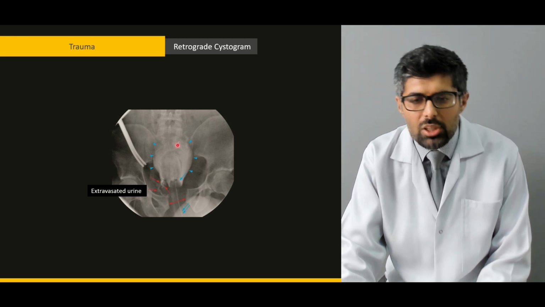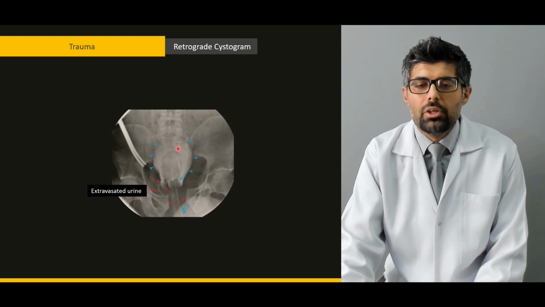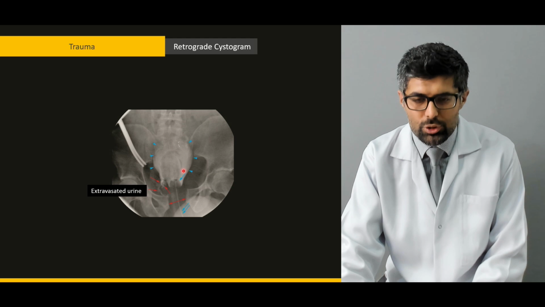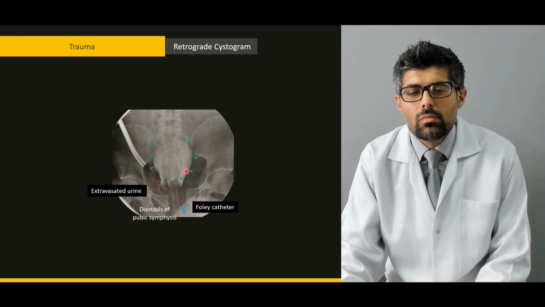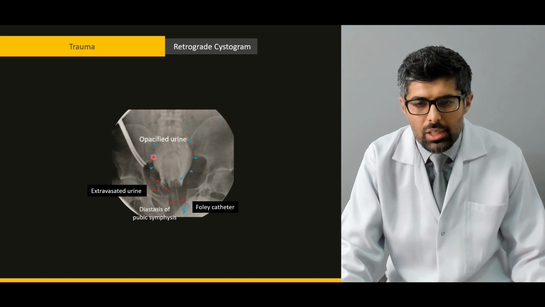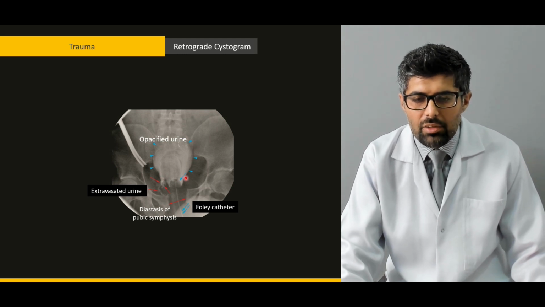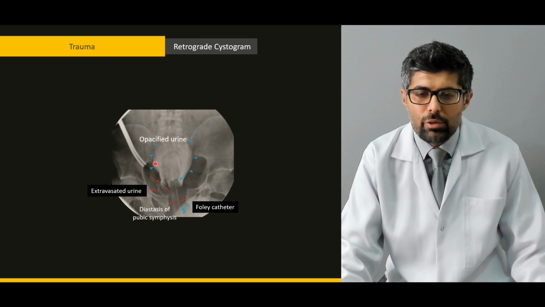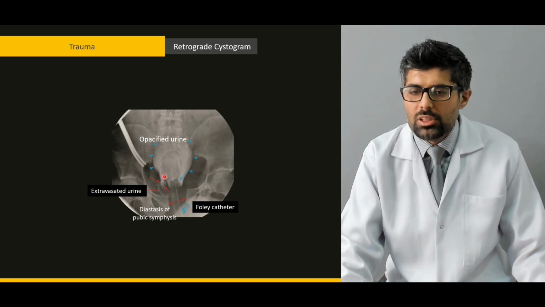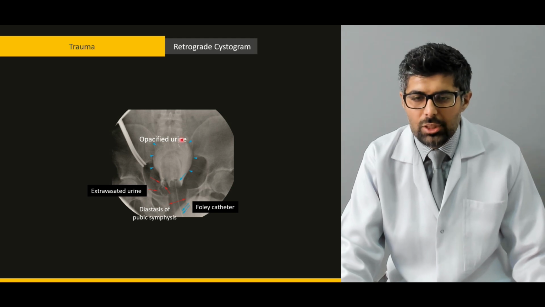And when this contrast medium is introduced in the urinary bladder, it mixes with the urine and produces opacified urine. So we can appreciate at this area that there is no rupture of the wall of the urinary bladder, and it's continuous, it's smooth, nothing is wrong here.